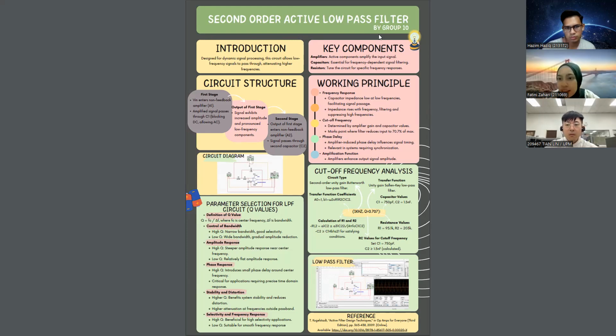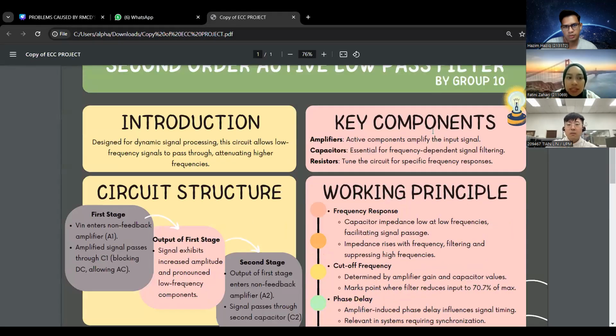If Hazim can zoom in, if the viewers cannot see. For the amplifiers, active components amplify the input signal. The capacitors are essential for frequency-dependent signal filtering, and the resistor, the last part, tunes the circuit for specific frequency response. The next part, Hazim will explain the circuit structure.